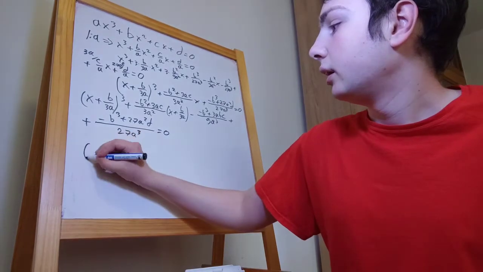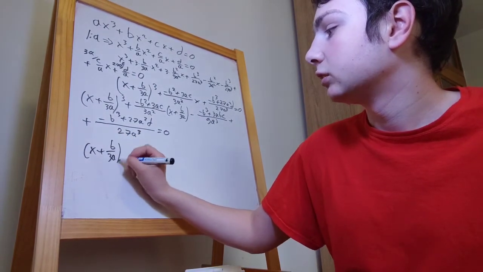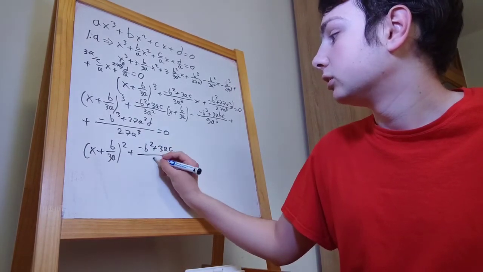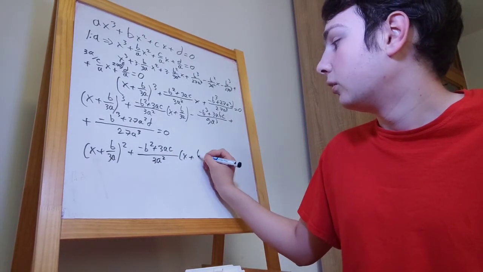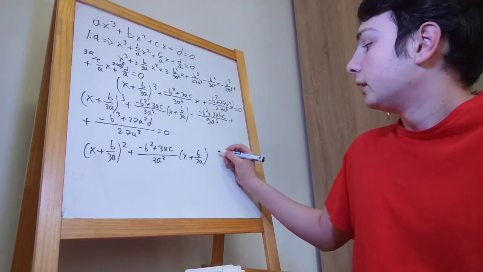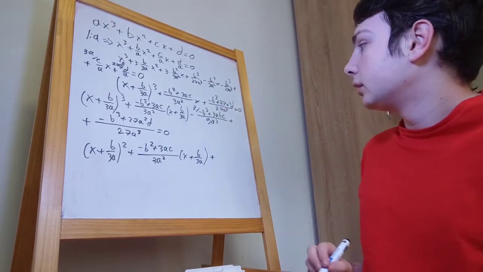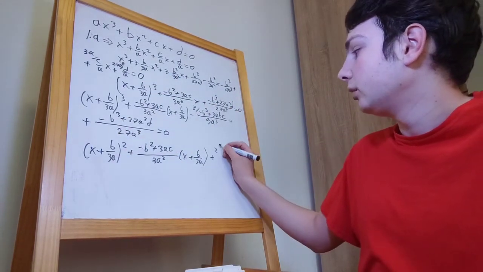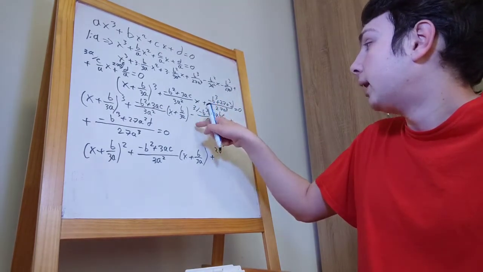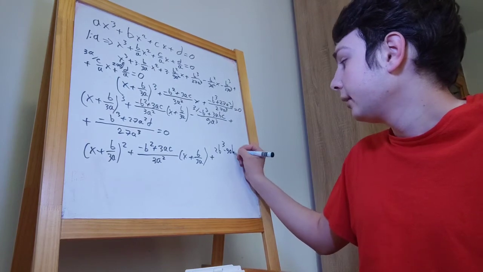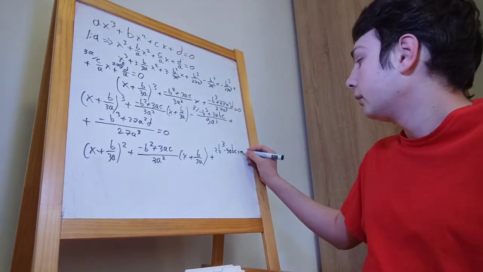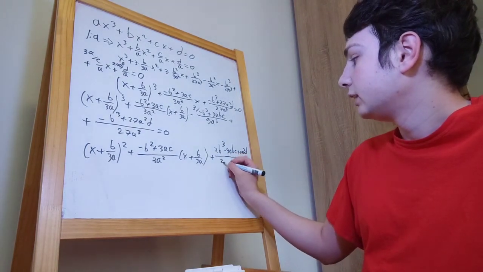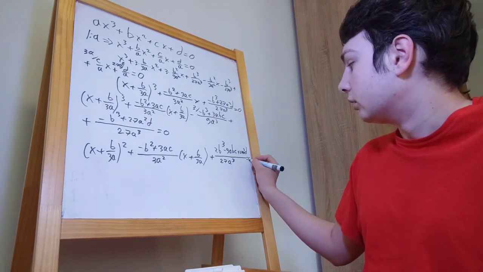And we can further write this as (x plus b over 3a) cubed plus (minus b squared plus 3ac) all over 3a squared times (x plus b over 3a), and then we multiply here by 3, we get plus 3b cubed minus b cubed, that's 2b cubed, and then minus 9abc, that's what we write, and then we add 27a squared d all over 27a cubed is equal to 0. Great.